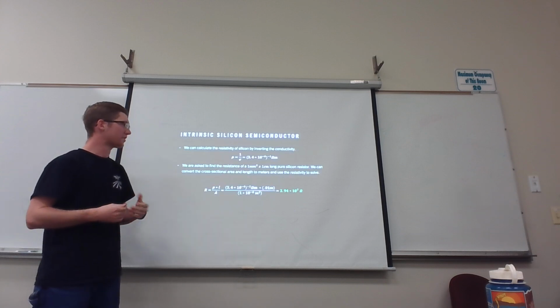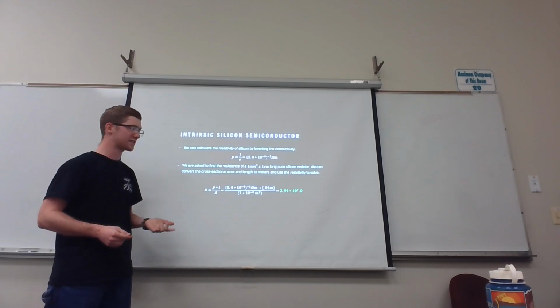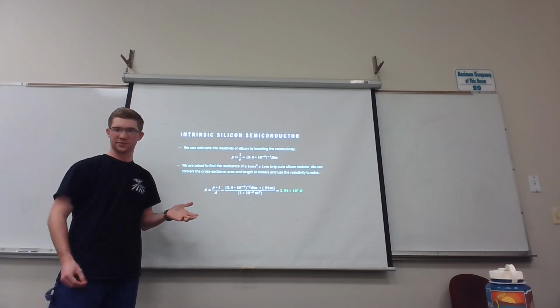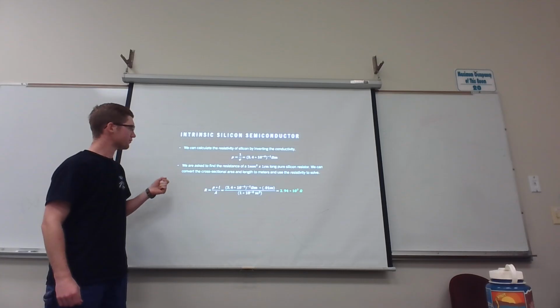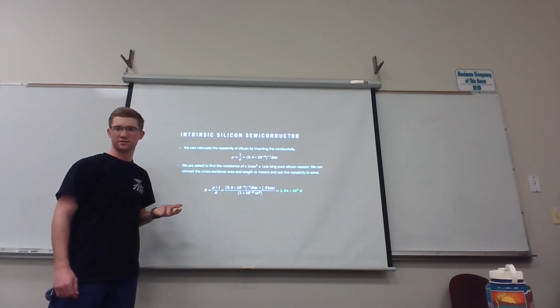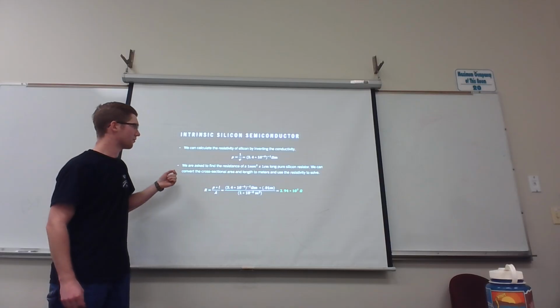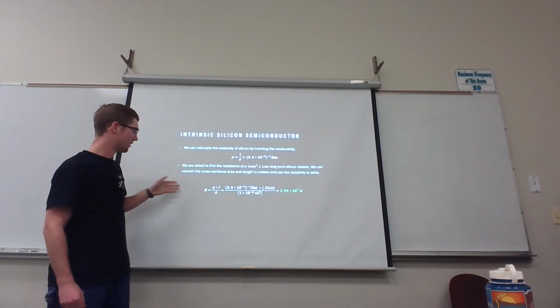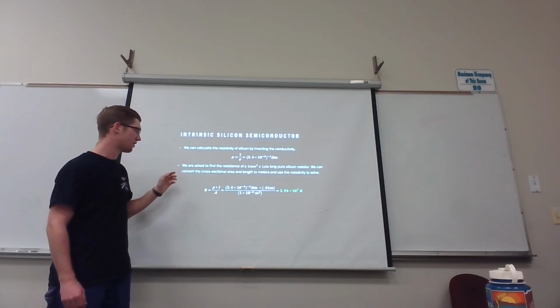So with this, we can calculate the resistivity of an intrinsic semiconductor. The resistivity is simply the inverse of the conductivity. So we could just put 1 over the conductivity, and that'll give us the resistivity.